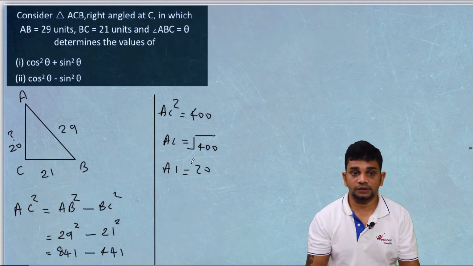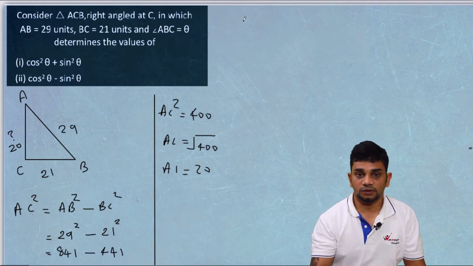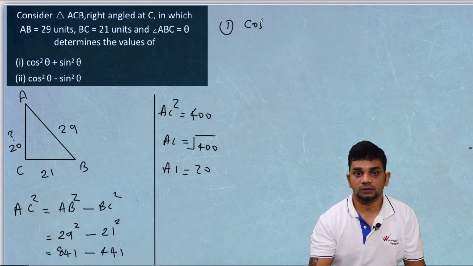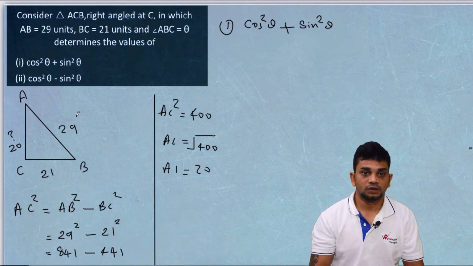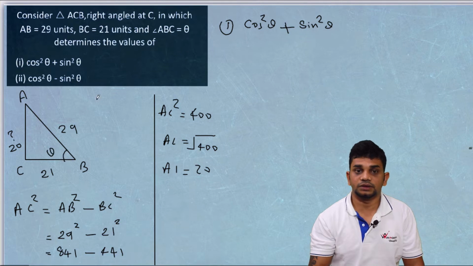Now what do we need to find? The question number 1: cos square theta plus sin square theta. Angle ABC equals theta. It is given in the question. You can see that angle ABC equals theta.